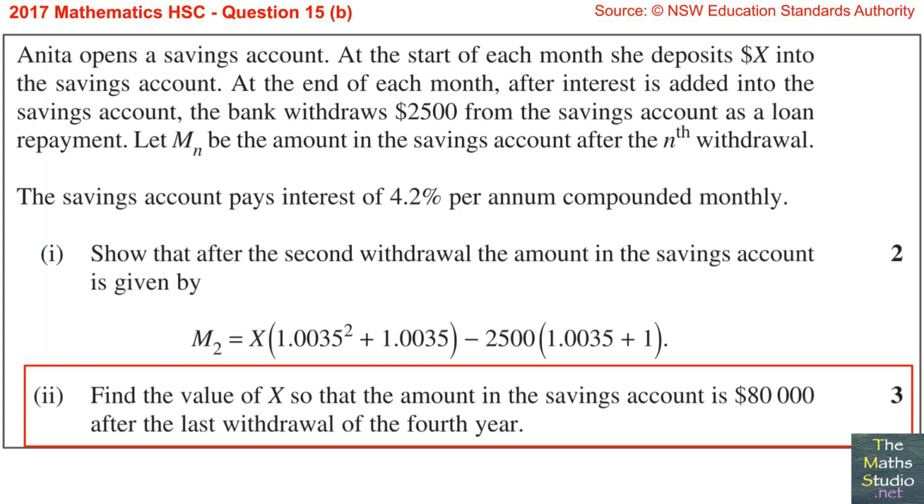Part 2. Find the value of X so that the amount in the savings account is $80,000 after the last withdrawal of the 4th year.